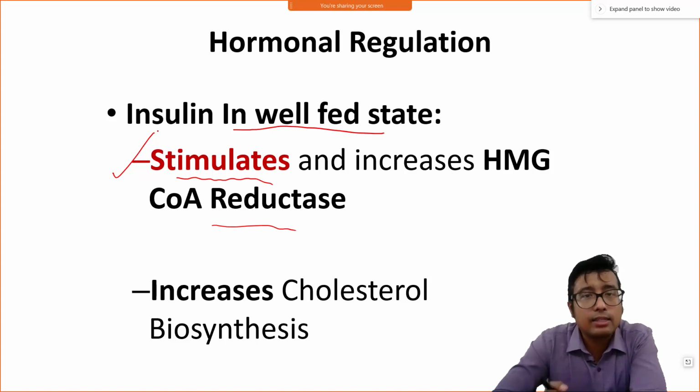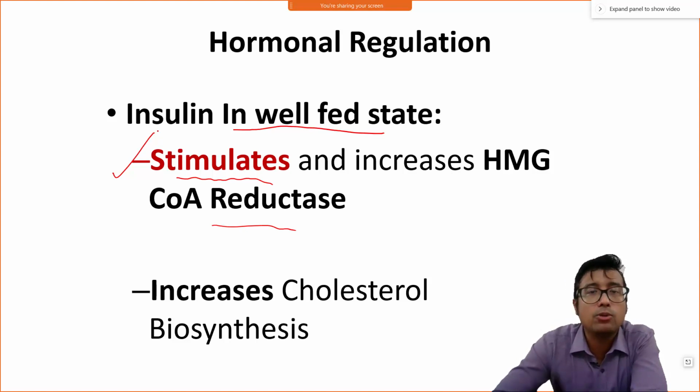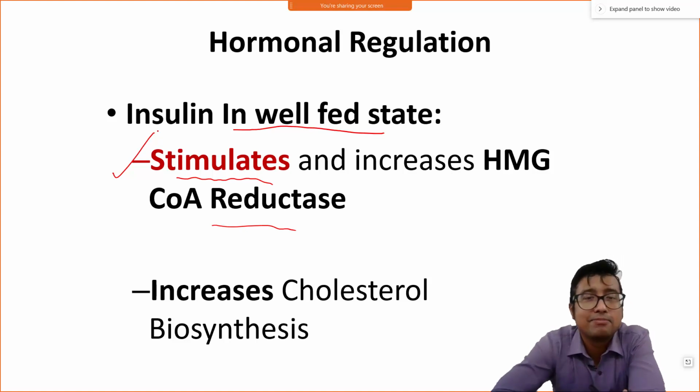Anyway, I discussed in the last class the mechanism of phosphorylation and dephosphorylation. I told you anabolic process, insulin, etc. Can you tell me, if insulin is stimulating HMG CoA reductase, in which form this enzyme will be active, phosphorylated or dephosphorylated? This is an anabolic enzyme, mind it.